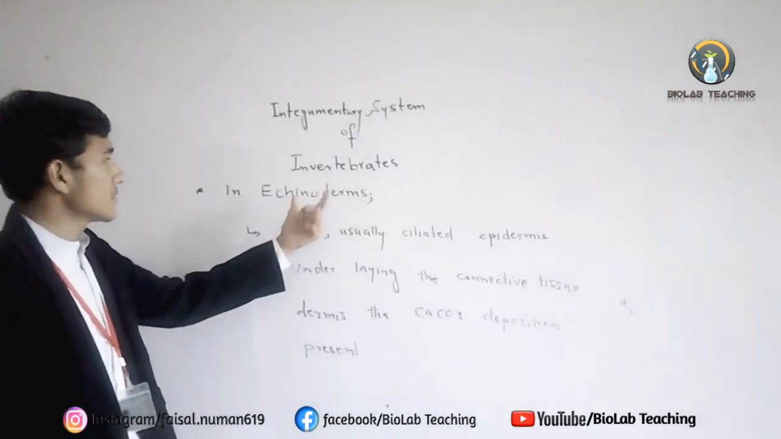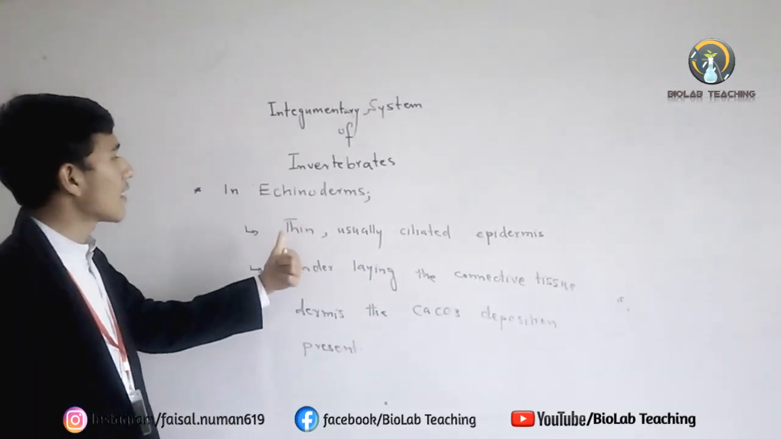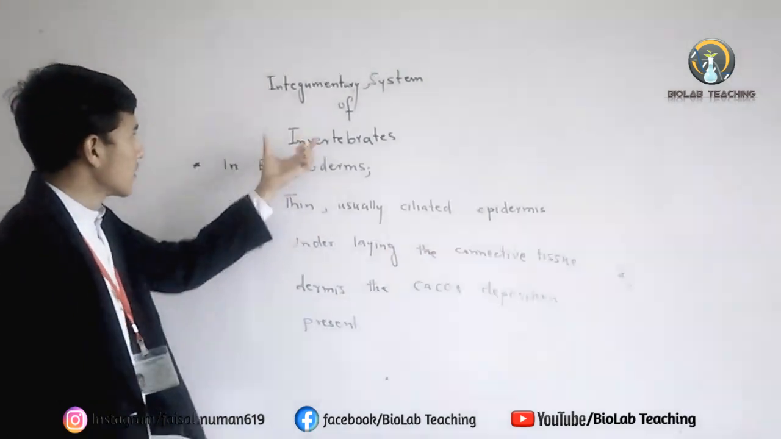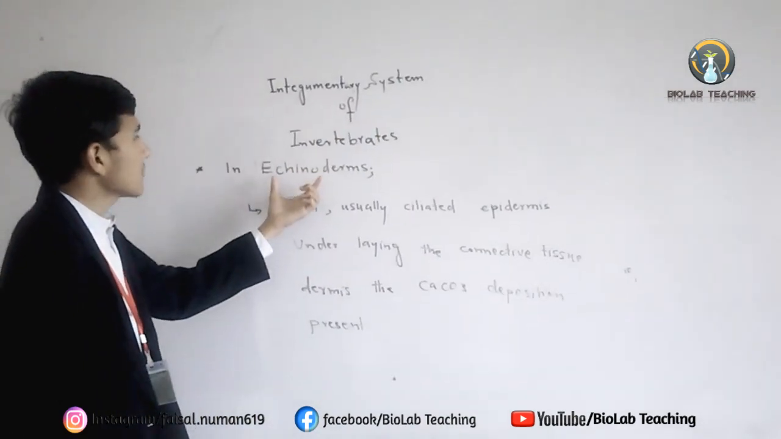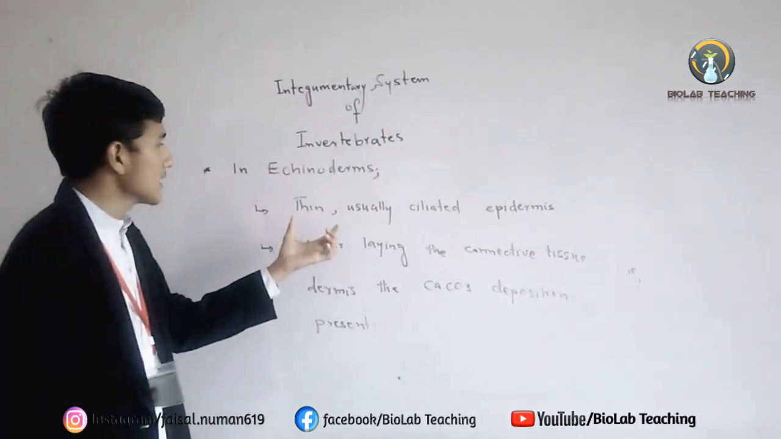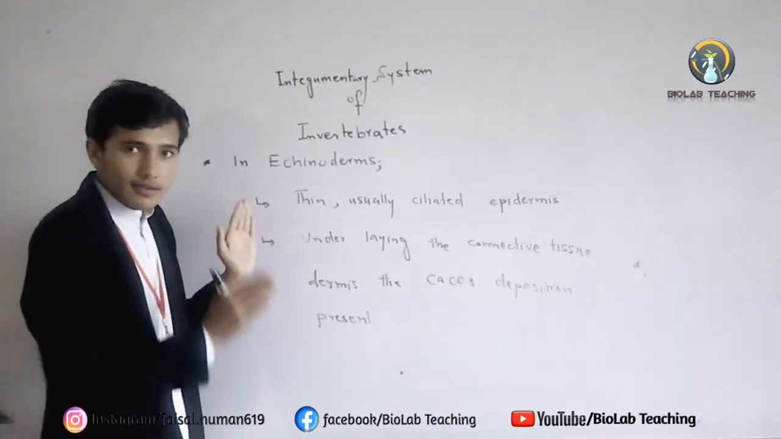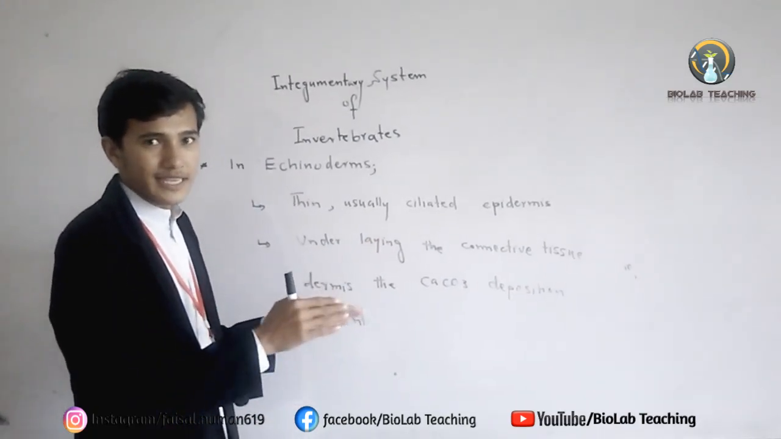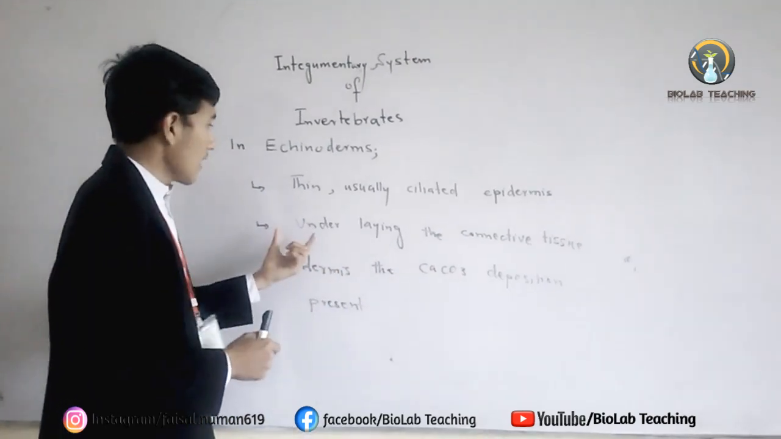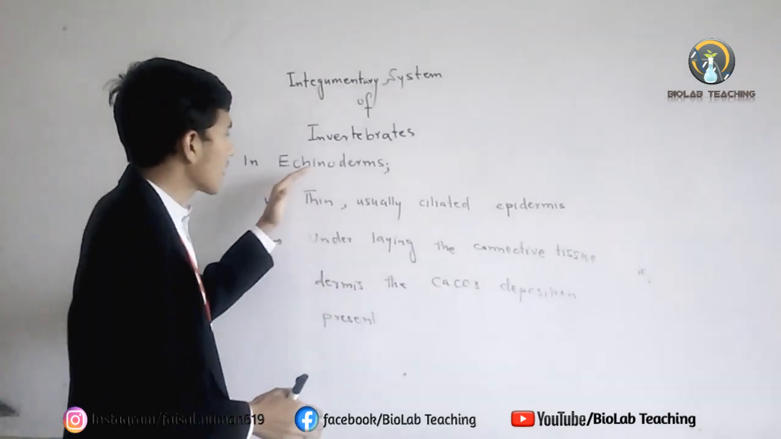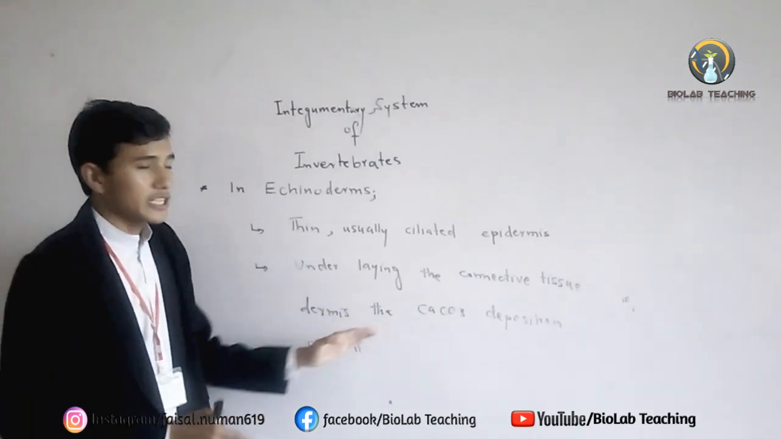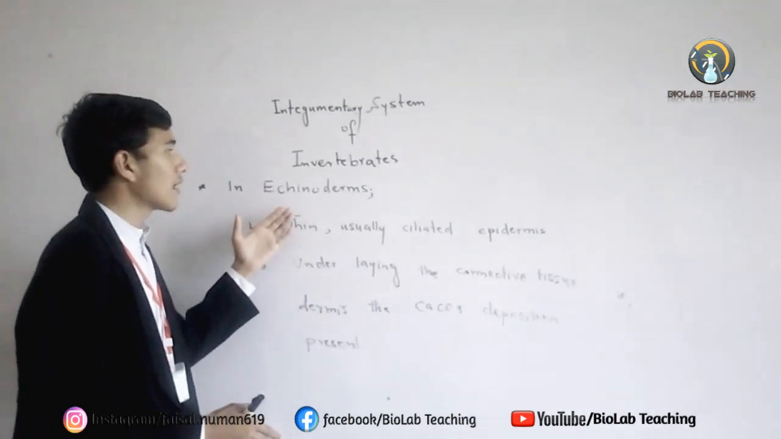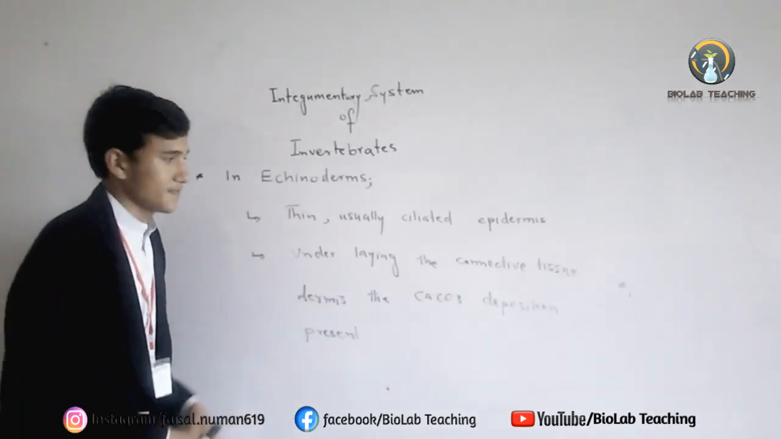In echinoderms, the integumentary system has a thin, usually ciliated epidermis. This means they have cilia for protection, attachment, and movement. Underlying the connective tissue in echinoderms, CaCO3, meaning lime deposition, is present, and it also gives protection and hardness to the echinoderms.